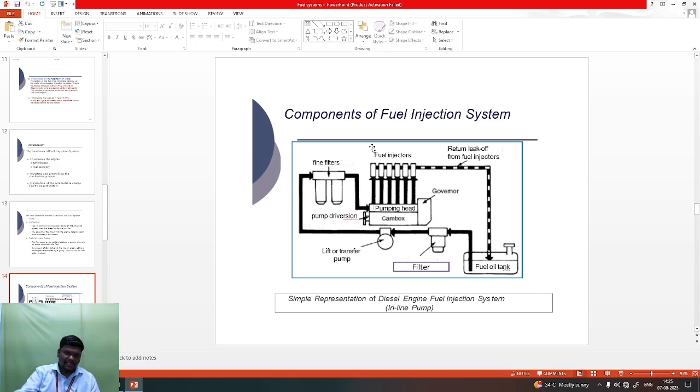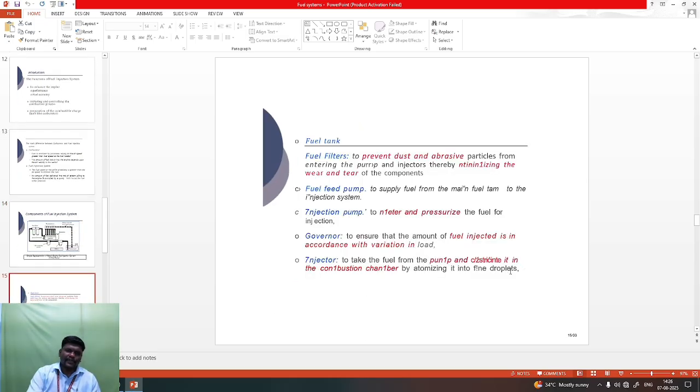After the fuel injector receives the fuel, it sprays it into the engine inlet intake manifold. This is a simple representation of a diesel engine fuel system. It is usually used in cars, heavy motors and heavy trucks.